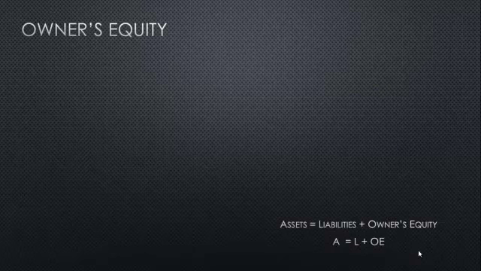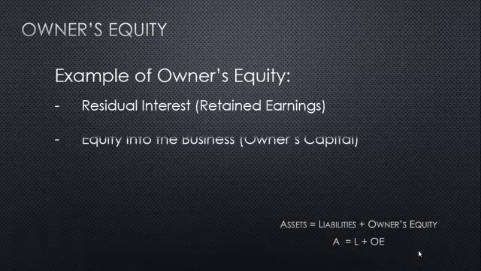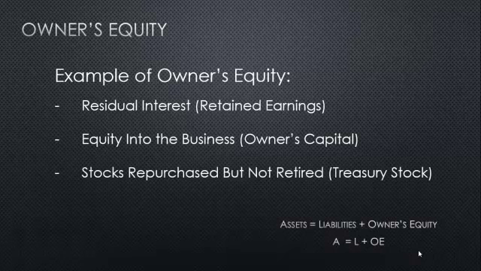Okay, so examples of owner's equity would be residual interest. We call that retained earnings. Equity in the business, which is money that a business owner puts into their business or a shareholder puts into a business. Okay, and then finally, stock repurchase but not retire. We call that treasury stock.